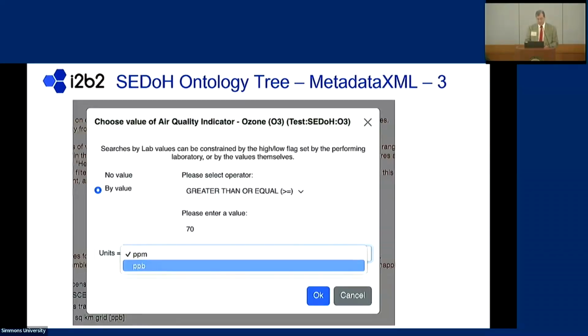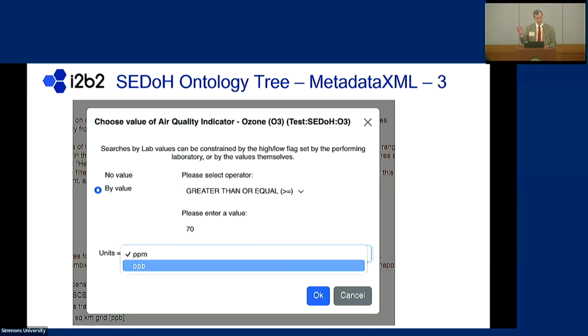ozone. So when you drag that ozone concept from the ontology branch into the query panel, this will pop up. This is a modal window that allows you to enter a value for your query. So for example, it's asking you to choose a value for your ozone. And as you see in the middle, it says greater than or equal to some number. And I put in the number 70.